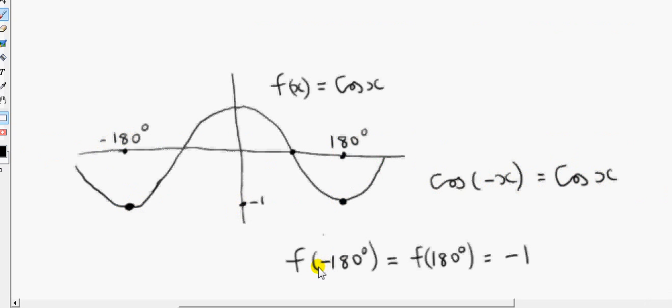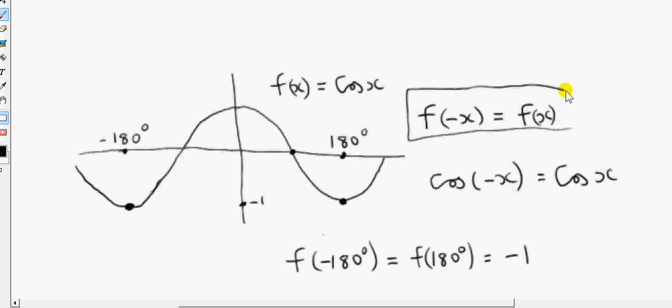So here we're getting f of minus 180 degrees, or the cos of minus 180 degrees. We see it's just the same as the cos of plus 180 degrees. So we're just letting x be 180 degrees in this example. So the cos function has the property that f of minus x equals f of x. Functions with this property are called even functions.